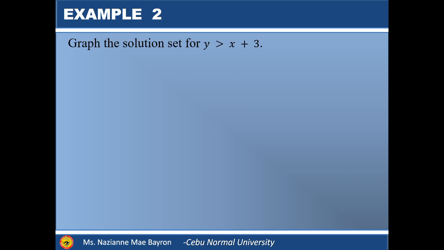Next, example 2. Graph the solution set for y greater than x plus 3. Okay, first, graph the inequality as a linear equation. Since the inequality is non-inclusive, use a dotted line or a dashed line.